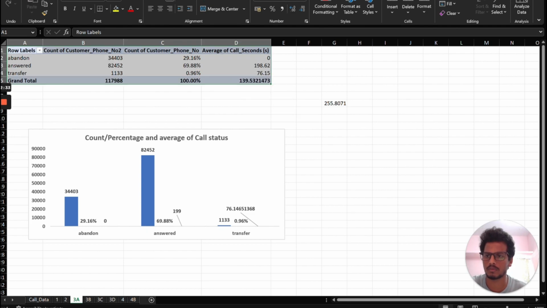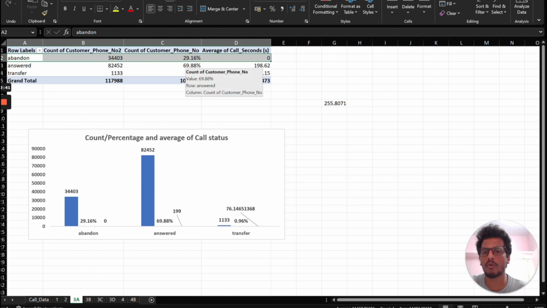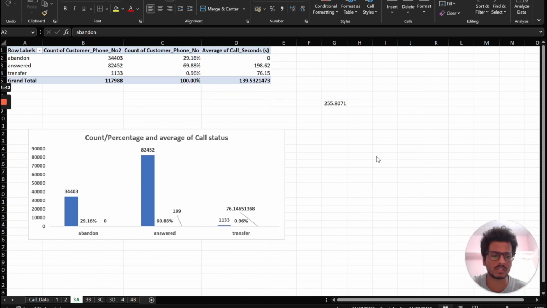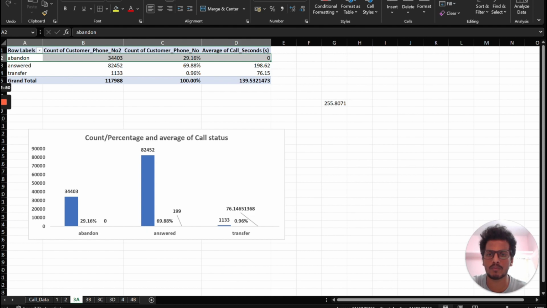I'll just try to paste it. Yeah, so see, how many calls were abandoned is 34,403, fine. And what is the count of the phone number which was connected? Count of the phone number which was connected is 29,016, or rather 29.16%.